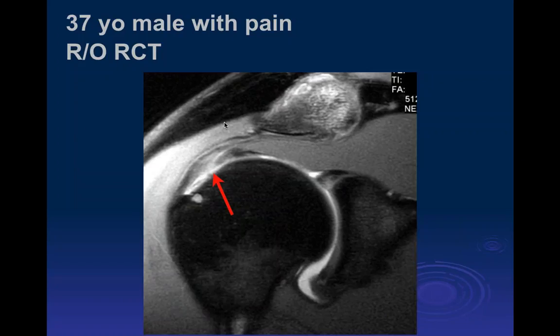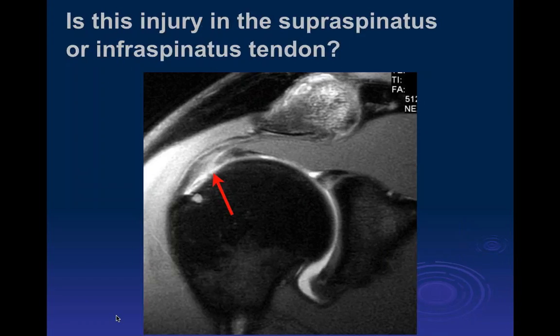All right, 37-year-old male with pain, rule out rotator cuff tear. I can't hear you, Jeff. Sorry again. 37-year-old male with pain, rule out rotator cuff tear. We have a PD fat sat image. It looks like a high signal of the distal supraspinatus on the articular side. It's like it's extending into the intersubstance. Is this injury in the supraspinatus or infraspinatus tendon?